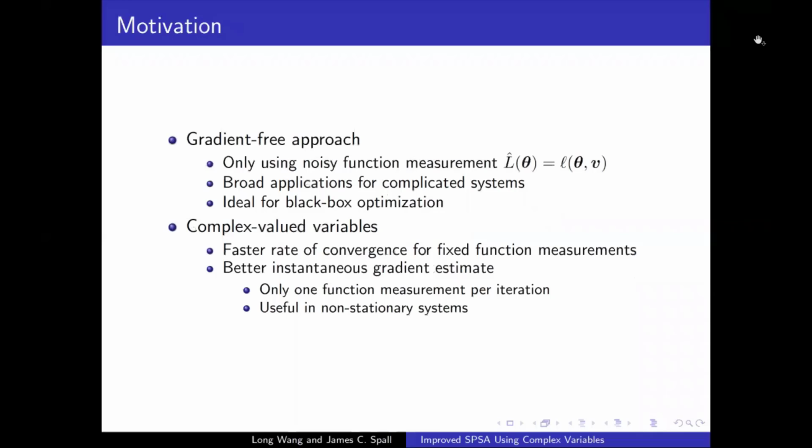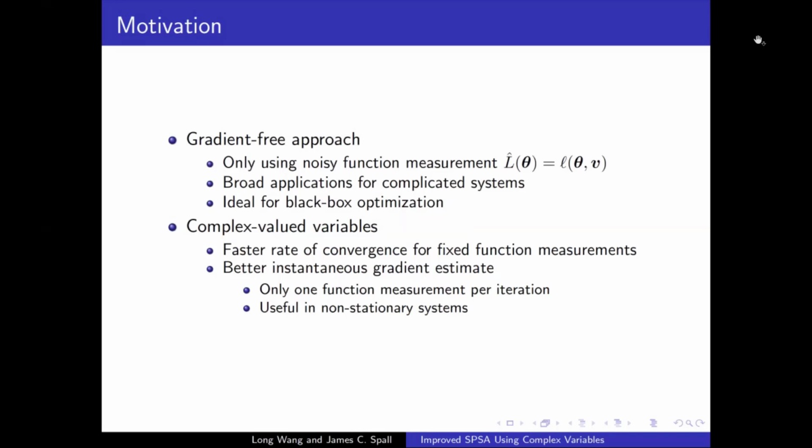The approach we took has two major parts. One is gradient-free. So the idea is we only rely on a noisy measurement of the function. There's no gradient information, no function structure information, etc. So here we use the notation L hat to represent the noisy function measurement. Note that we don't have any control over the stochastic part. So the V is just noise that we get from nature. We don't know the specific value of the noise. We just take a measurement and collect it.